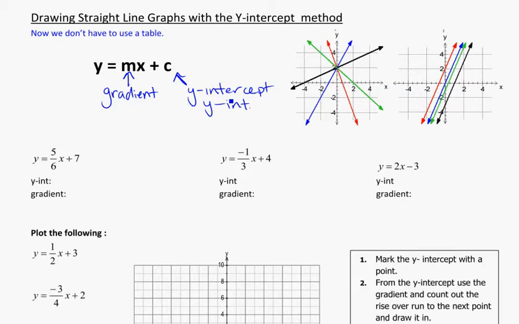So we've talked about these briefly before. The gradient has to do with the steepness of the line, and that can be found using rise over run as a rule to figure out what the gradient is. So how far up you have to go and how far over you have to go to get between any two points on the line. You can write it as a fraction, sometimes it's a whole number. And the y-intercept, again, is where the line crosses the y-axis.